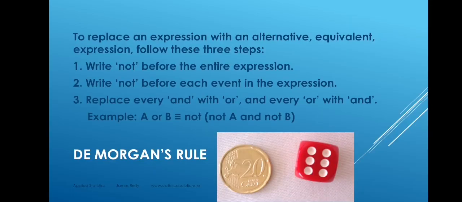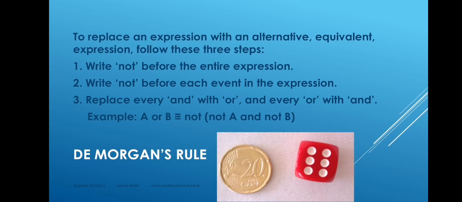Another general rule is De Morgan's rule. De Morgan's rule allows us to replace an expression with an alternative equivalent expression, and this can be useful. For example, let's say we have an expression involving the word or, and we wish to replace it with an expression involving the word and. This could be convenient if we are dealing, for example, with independent events, and the word and would be more convenient than the word or.